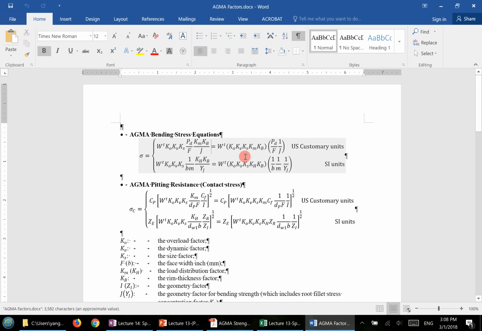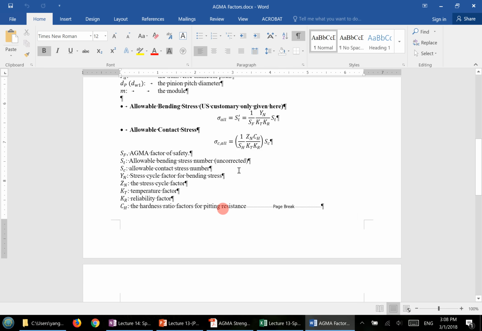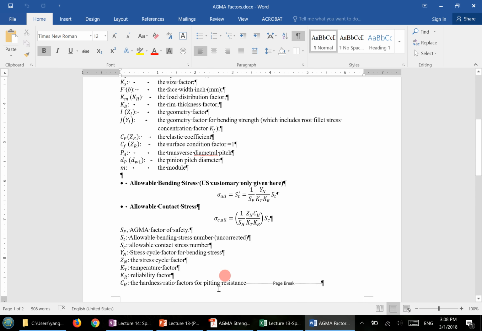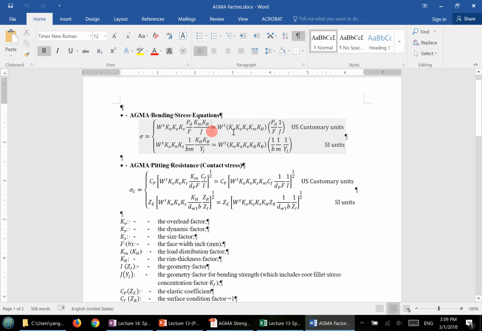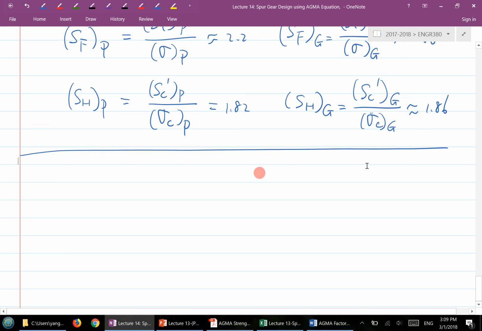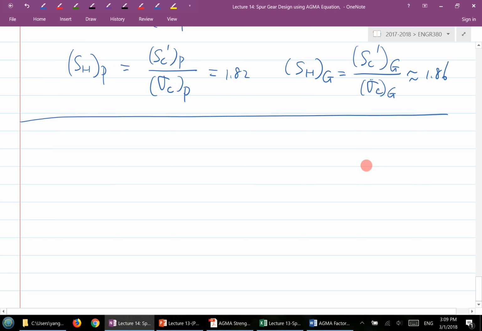So you have the bending stress equation, contact stress equation. You have the stress number for the bending, stress number for the contact stress. So what we wanted to do is basically, if I keep or change certain parameters, what's the effect on those AGMA factors? And ultimately, what is the effect on the stress here? And then finally, we also wanted to look at another case. If we don't have all the information, how do we start the design, right?